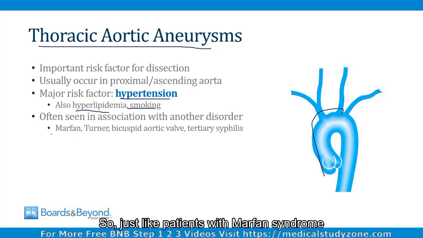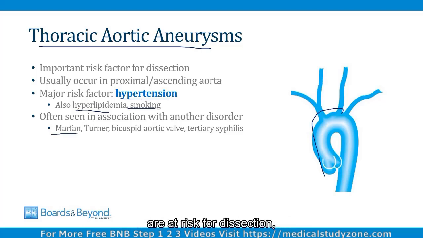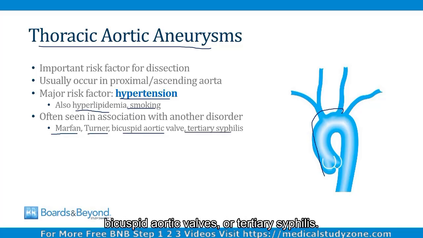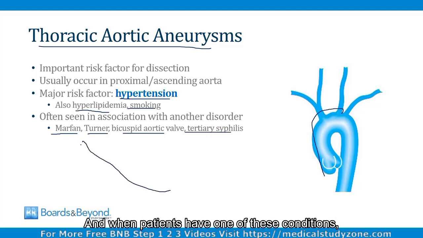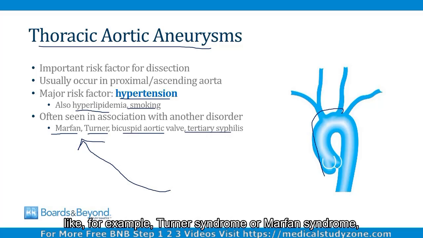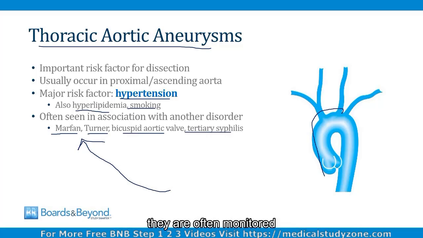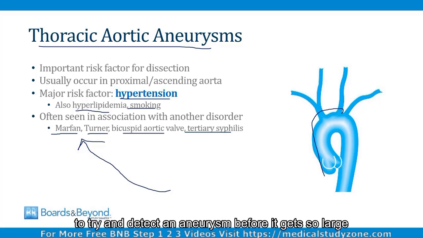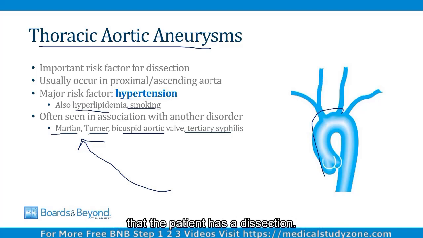So just like patients with Marfan syndrome are at risk for dissection, they're also at risk for aneurysms. Same is true of patients with Turner syndrome, bicuspid aortic valves, or tertiary syphilis. And when patients have one of these conditions, like for example Turner syndrome or Marfan syndrome, they are often monitored with regular transthoracic echocardiograms. These studies can see the proximal aorta, and what you're doing is you're screening the patient to try and detect an aneurysm before it gets so large that the patient has a dissection.